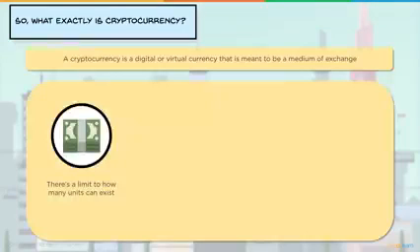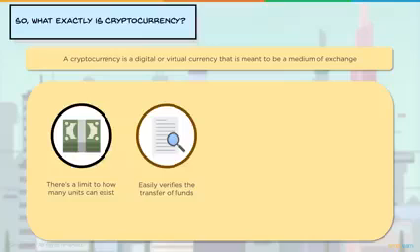A cryptocurrency is a digital or virtual currency that is meant to be a medium of exchange. It is quite similar to real-world currency, just that it does not have any physical embodiment. It also uses cryptography to work the way it does. Some of the features of cryptocurrency are that there's a limit to how many units can exist. With Bitcoin, this limit is 21 million. After this, no more Bitcoins will be produced.